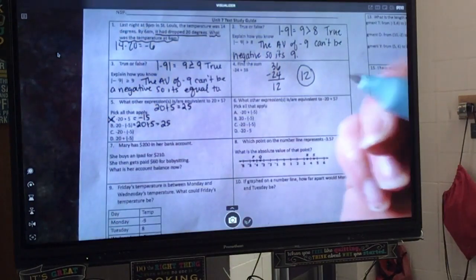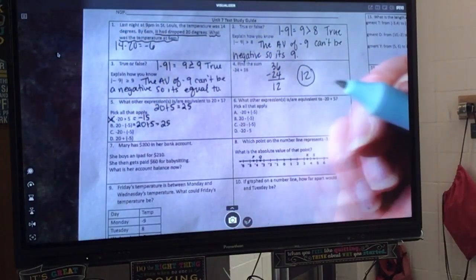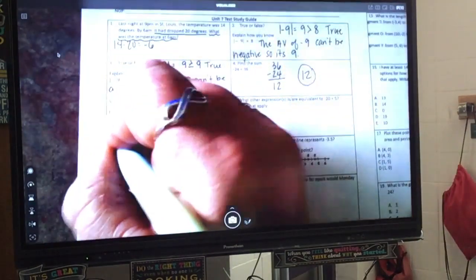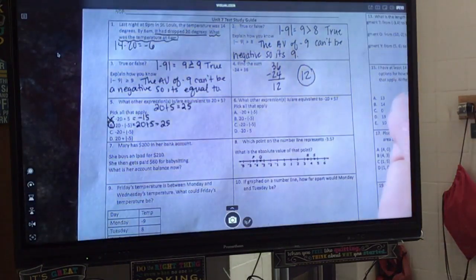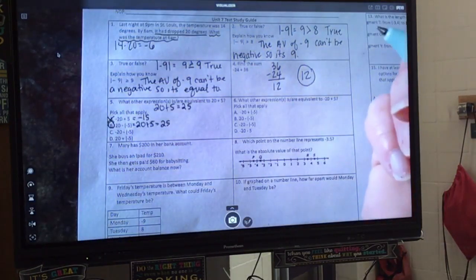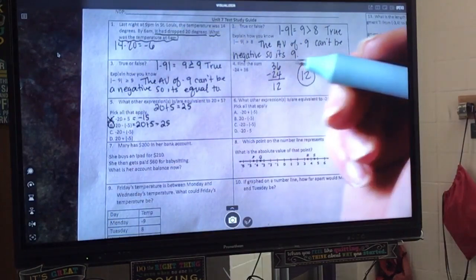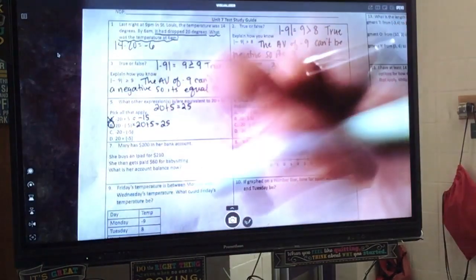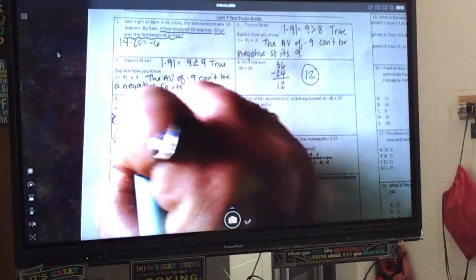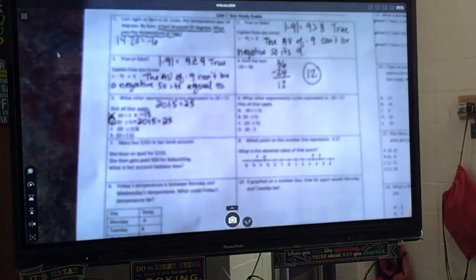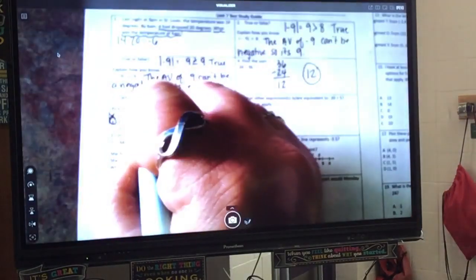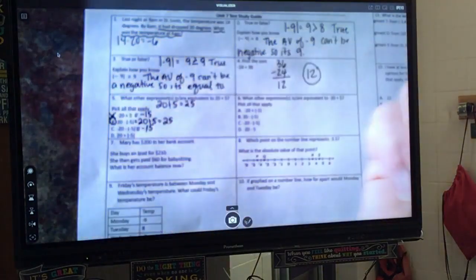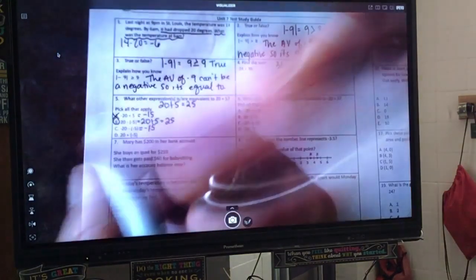Okay? So B is one. C says negative 20 minus negative 5. Well, based off of what we just said, it becomes negative 20 plus 5. So what does that become? Nope. Negative 15. And then the last one is 20 plus negative 5. What does this become?